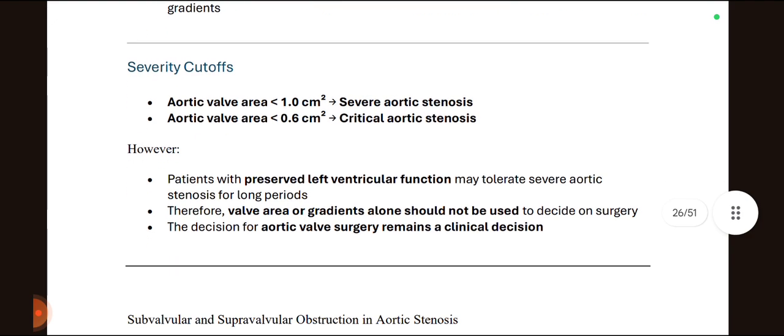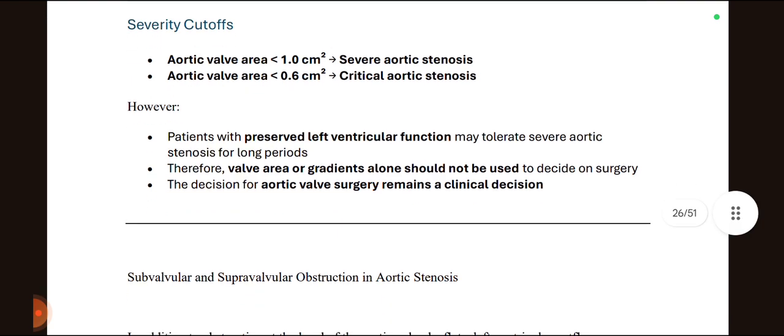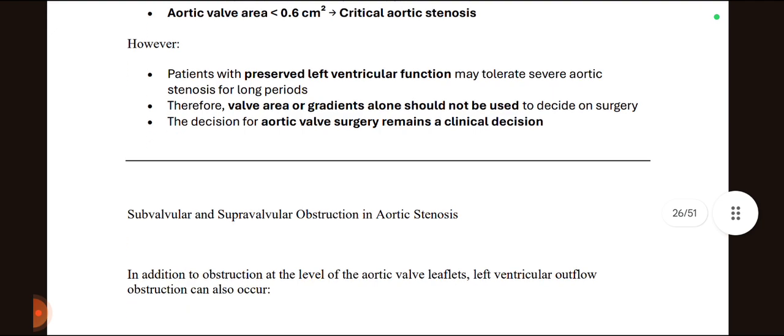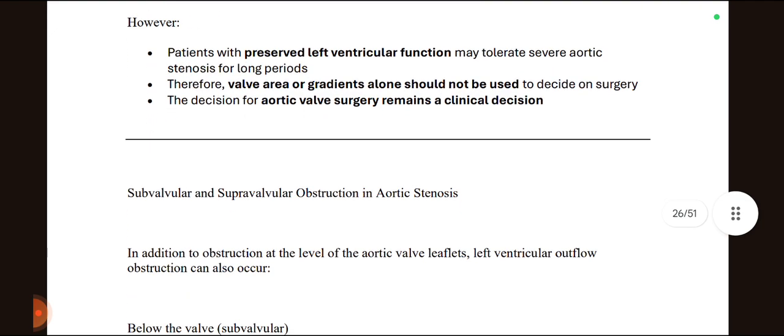So what are the severity cutoffs? Aortic valve area less than 1 centimeter square determines severe aortic stenosis, and aortic valve area less than 0.6 centimeter square corresponds to critical aortic stenosis. However, patients with preserved left ventricular function may tolerate severe aortic stenosis for long periods. Therefore, valve area or gradient alone should not be used to decide on surgery. The decision for aortic valve surgery remains a clinical decision.